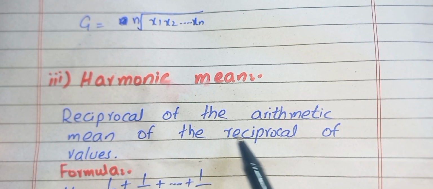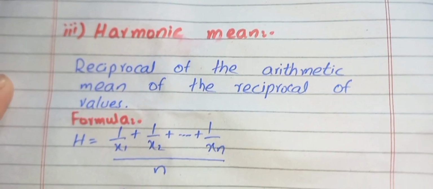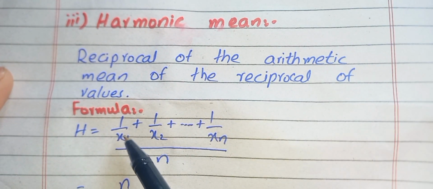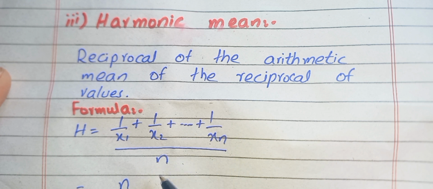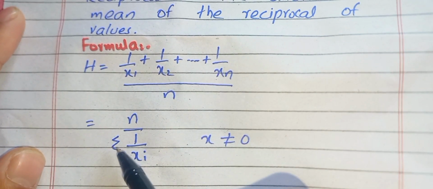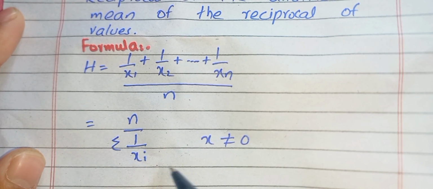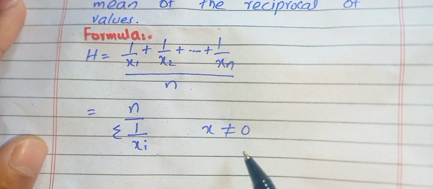Harmonic mean. It is the reciprocal of the arithmetic mean of the reciprocals of the values. Here we can see that in the formula, 1 over x1 is actually the reciprocal of the values x1, x2 up to xn, and 1 over x1 plus 1 over x2 plus up to 1 over xn, divided by n, is actually the arithmetic mean of the reciprocals, and its reciprocal gives the harmonic mean. So n over the sum of 1 over xi is the formula of harmonic mean. Here x is not equal to 0.